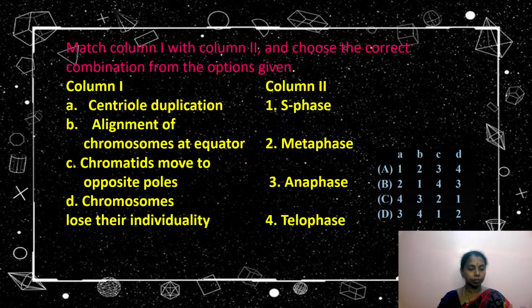Yes, children, many started answering. As you all know, centriole duplication happens in S phase, alignment of chromosomes in metaphase, and chromosomes move towards the opposite poles in anaphase. Chromosomes lose their individuality in telophase. Yes, excellent answer by you all.